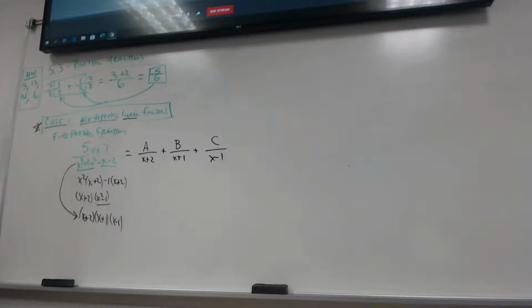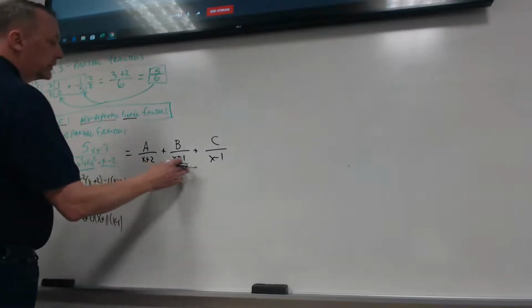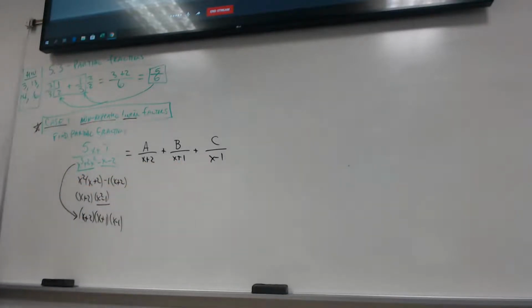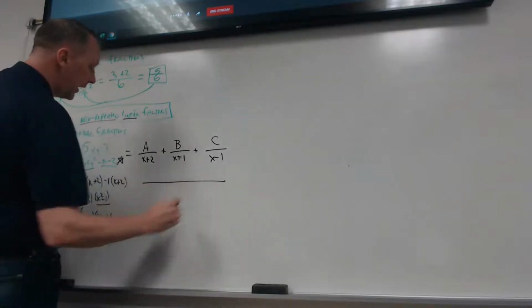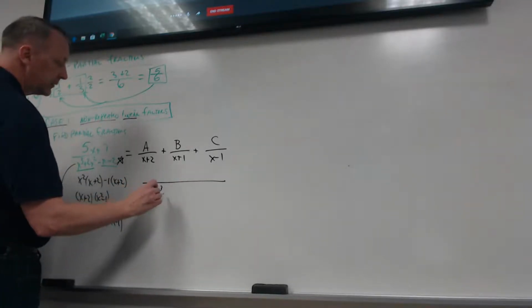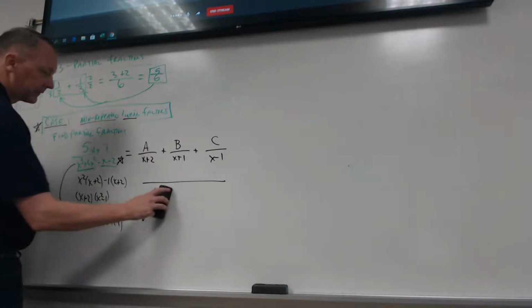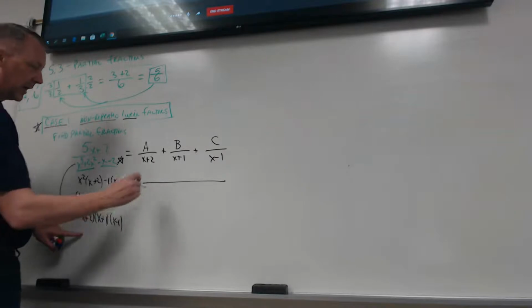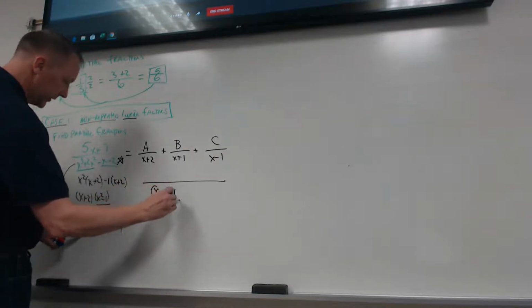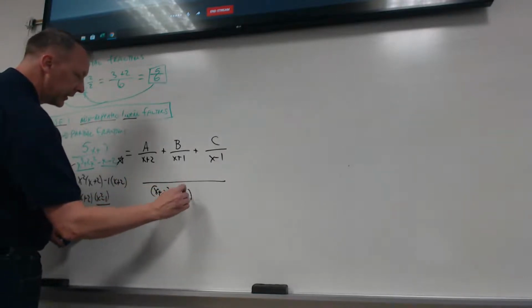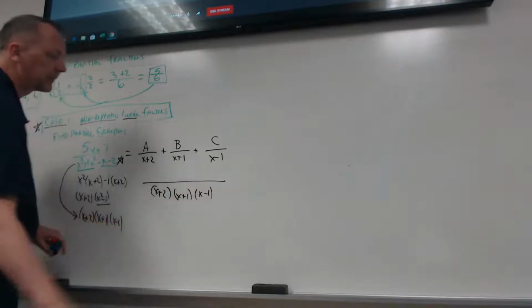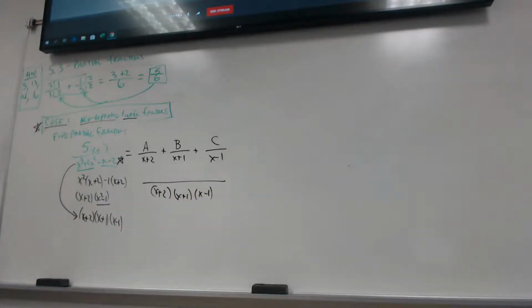Now, Riley, if I were going to take these 3 fractions here and I wanted to add them together, what do I need to do? Common denominator. And this happens to be my common denominator, right? So my common denominator is going to be x cubed, or rather than write it out this way, I'm going to use the factored form. X plus 2 times x plus 1 times x minus 1.